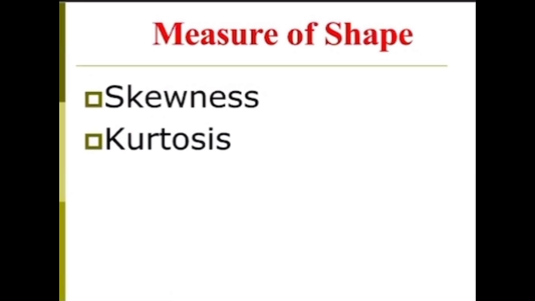The next thing I want to talk about is the measures of shape. When we talk about measures of shape, we talk about skewness and kurtosis. What do we mean by skewness? Skewness measures the departure of the distribution of data from normality. We're not only interested in the departure from normality, we're also interested in the peakedness. The kurtosis measures the peakedness.